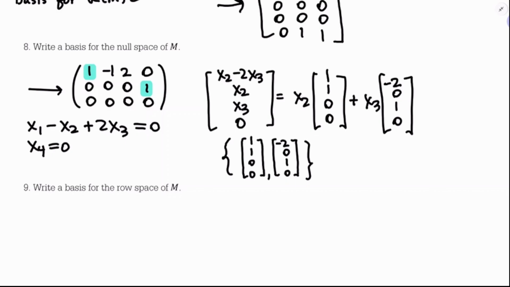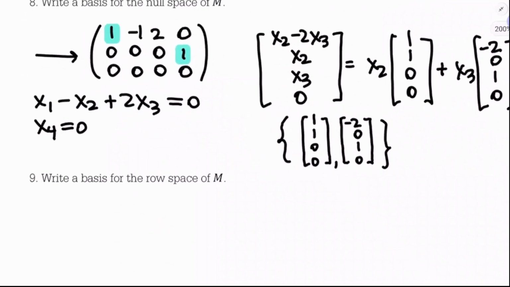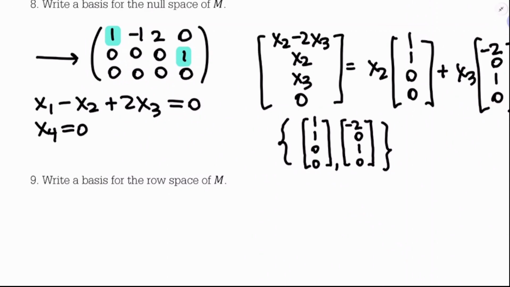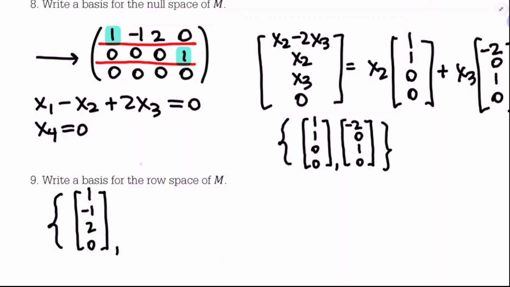And then a basis for the row space of M. Again, I'm going to want to use this reduced form here, and I'll say that the non-zero rows in reduced row echelon form a basis for the row space. When I write a basis over here, I'm writing these as vectors, as columns, so that they don't take up the whole width of the screen. So 1, negative 1, 2, and 0. And 0, 0, 0, 1. And that's going to be a basis for the row space of M.